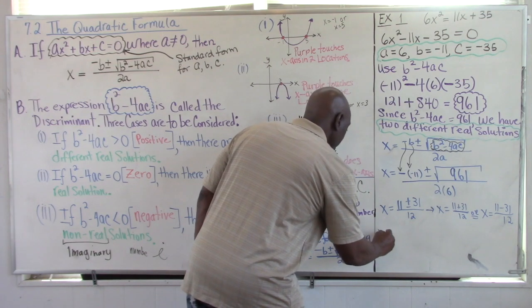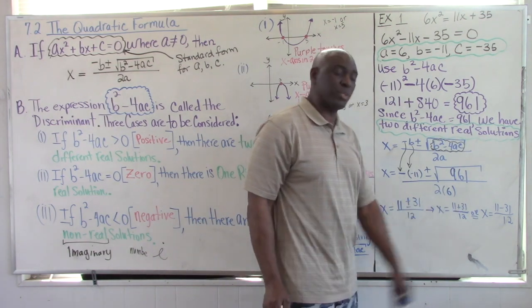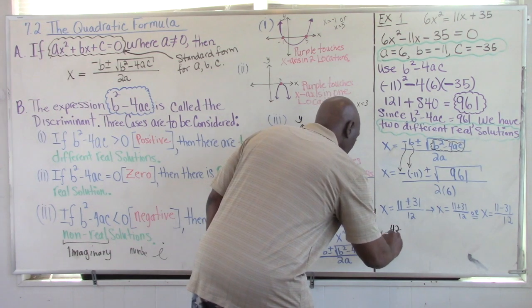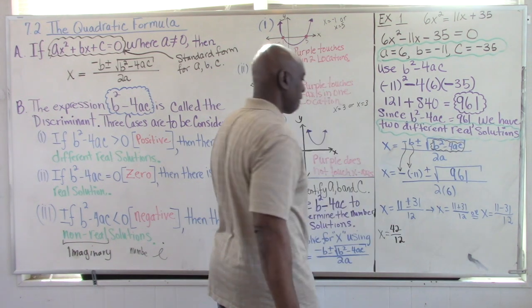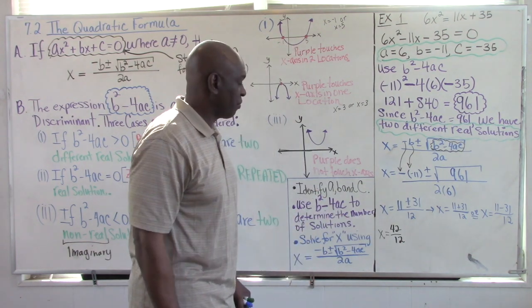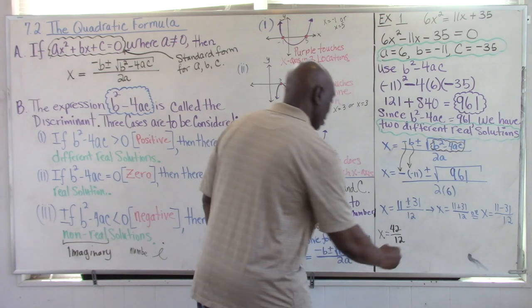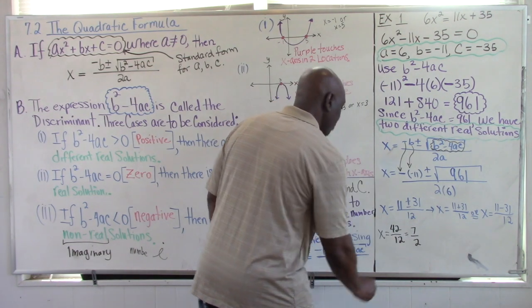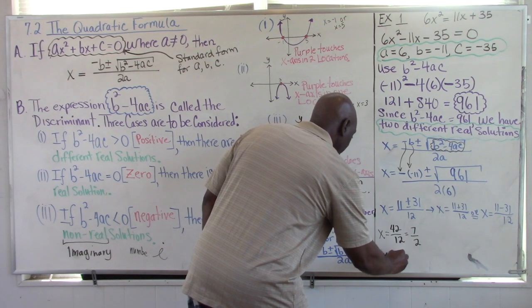So x is going to equal, what's 11 plus 31? That is 42. 42 over 12. Okay. Can you reduce 42 over 12? They're both divisible probably by 6: 6 goes into 42 seven times, 6 goes into 12 two times. There you go, 7 halves. So x equals 7 halves.